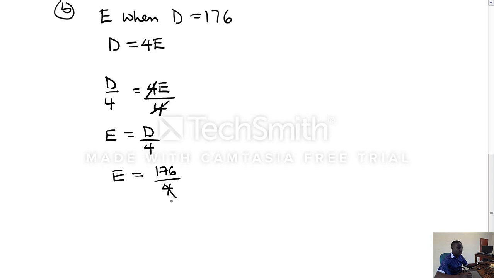And the highest factor that can divide 4 and 176 is 4 itself. So 4 into 4 is 1. 4 into 17 will go 4 times, remainder 1. This gives us 16. 4 into 16 is 4. So that our value of E is equal to 44. That means when D is equal to 176, E is equal to 44.